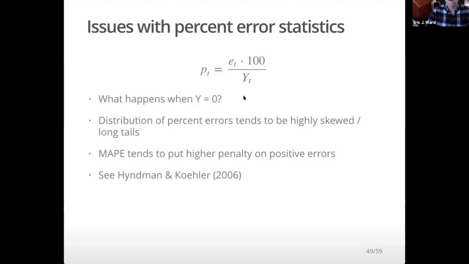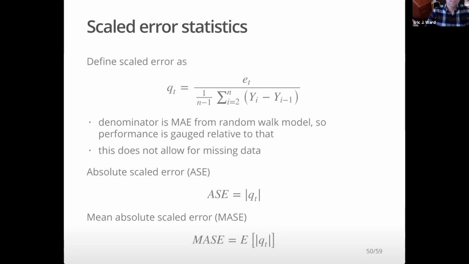So there are several issues here. One is that anytime your data are really 0, this is undefined, so we can't calculate that. These things tend to be really skewed and have long tails. So generally, I think that these are not statistics that we want to use to calculate performance. I think that mean squared error, root mean squared error are usually better. But then there's also this other family of statistics.